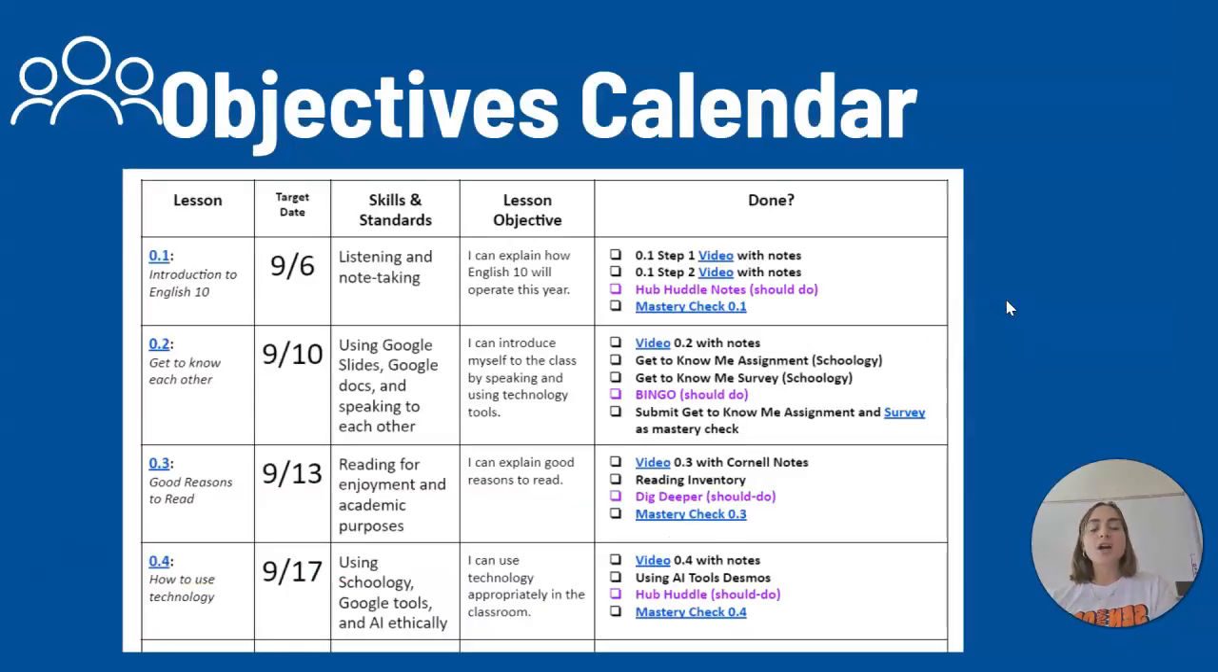So looking at the calendar is a great way to keep yourself organized. On the inside of the front cover of our packets, you'll also see our objectives calendar. And this actually lists out each lesson. So you'll see 0.1, which is what you're working on right now. Our target deadline is September 6th. And then over here, students have loved using this as a checklist in the past so that they can check off or cross off each step that they've completed, and they can see what they still need to complete in that lesson.